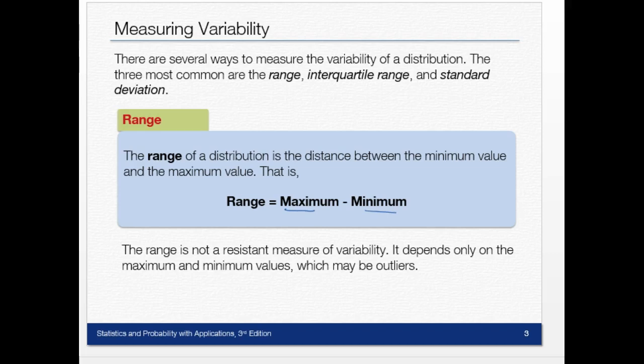The range is not a resistant measure of variability. It depends only on the maximum and the minimum, which may be outliers. That means it's not resistant. So that's a key thing to catch.